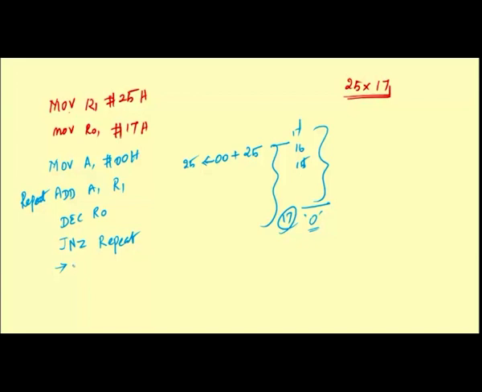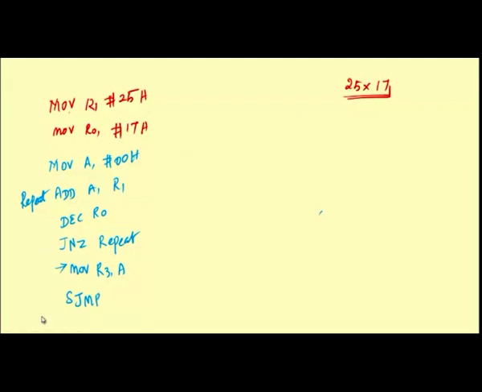Suppose I ask you to store it in the R3 register, which means MOV R3 comma accumulator. Then you can stop it by using the short jump instruction. Okay. So, what is special in 8051 is that instead of using two different instructions, by a single instruction we can perform the decrement operation.